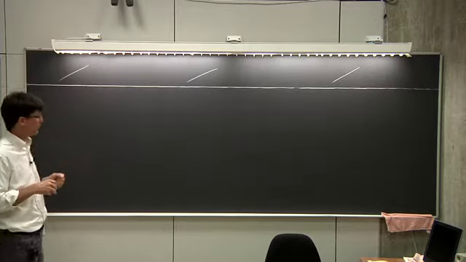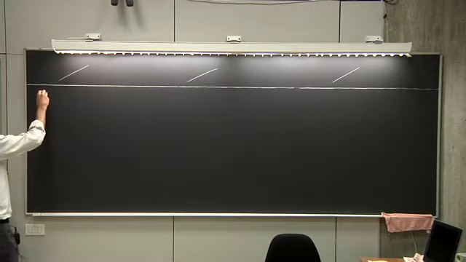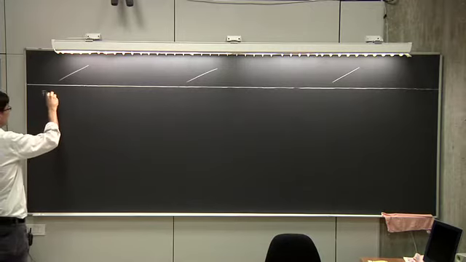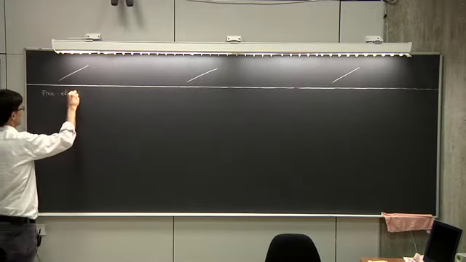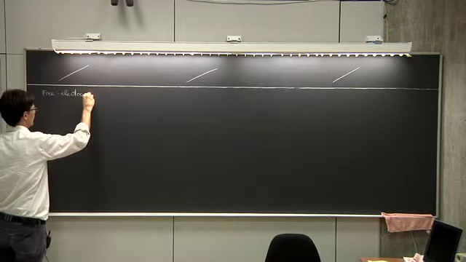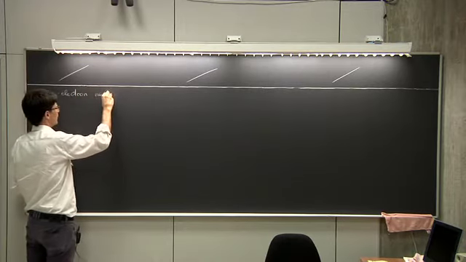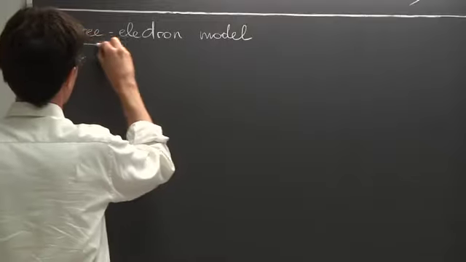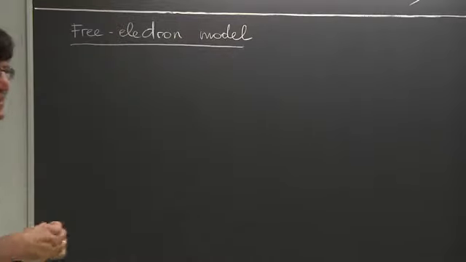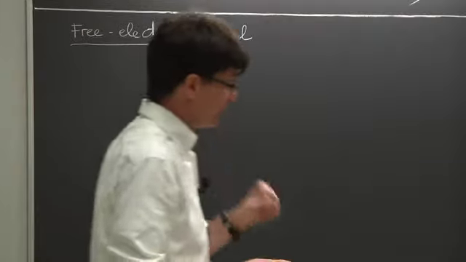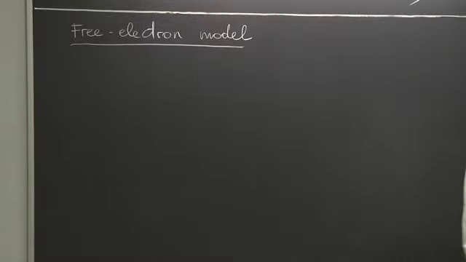Now, the model we are going to discuss, I'm going to start with the simplest model, which is the free electron model. This is a very extreme approximation that we're going to make. In fact, the free electron model is even too extreme for a number of properties, with a few exceptions.